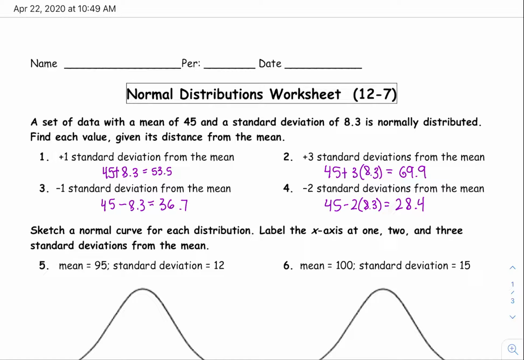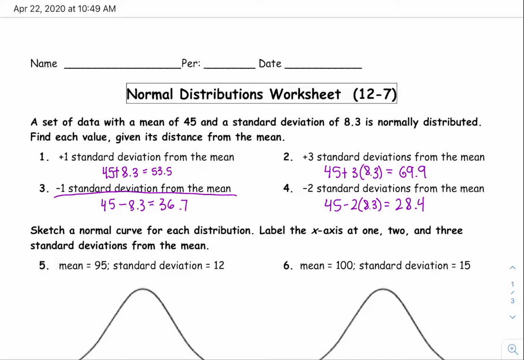Okay, number one. So it says this is one standard deviation away from the mean, plus one. Since the mean is 45, plus one standard deviation away would be 45 plus 8.3, which is how we get that. Now, if it's plus 3 standard deviations from the mean, then it's 45 plus 3 of those. So 45 plus 3 times 8.3 would give you 69.9.